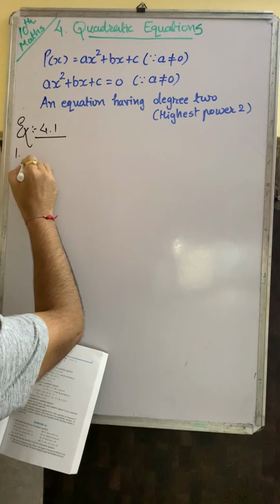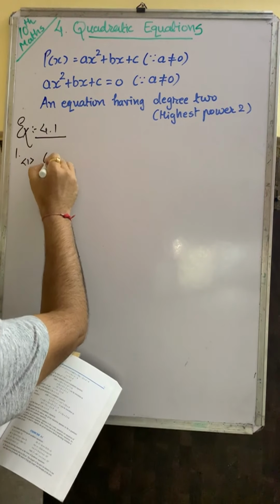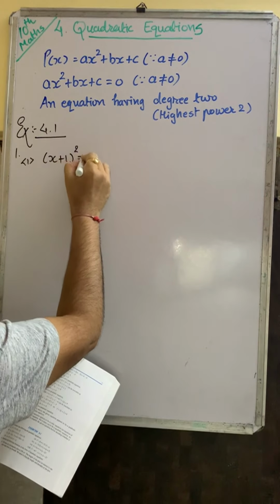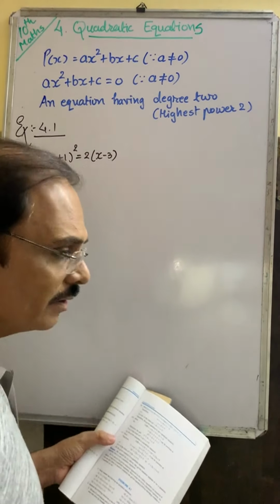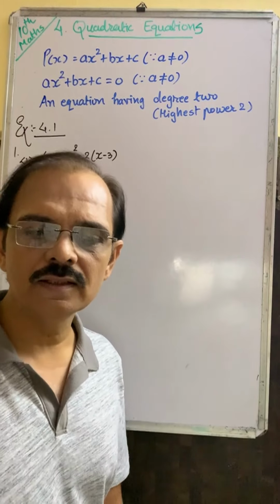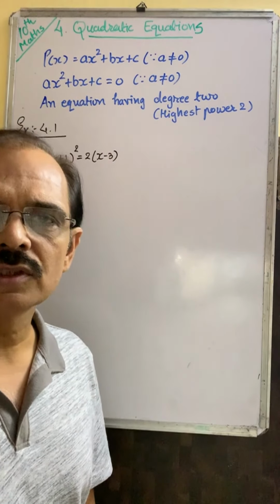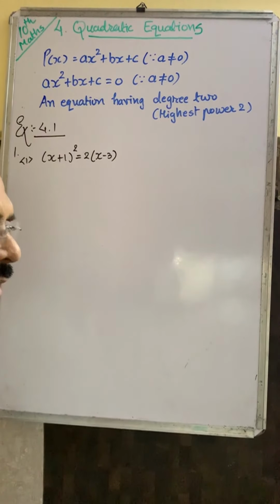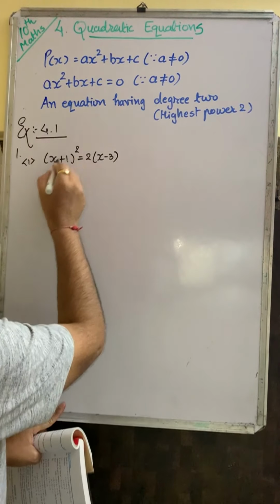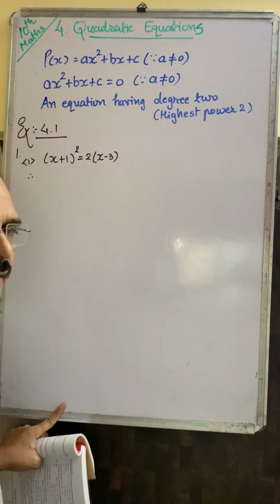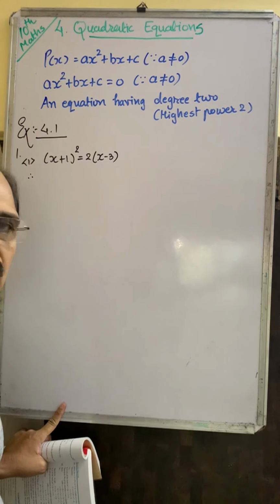Question number 1. (x + 1)² + 2 into x - 3. Naturally, on saying this, at a glance we can say that yes, it is a quadratic equation because the highest power is 2. But let's simplify it, open it, and verify it. (a + b)² formula: a² + 2ab + b².